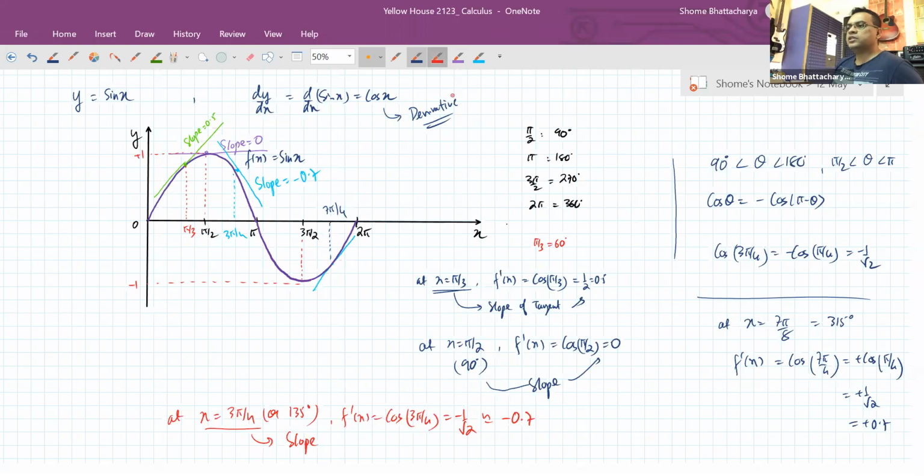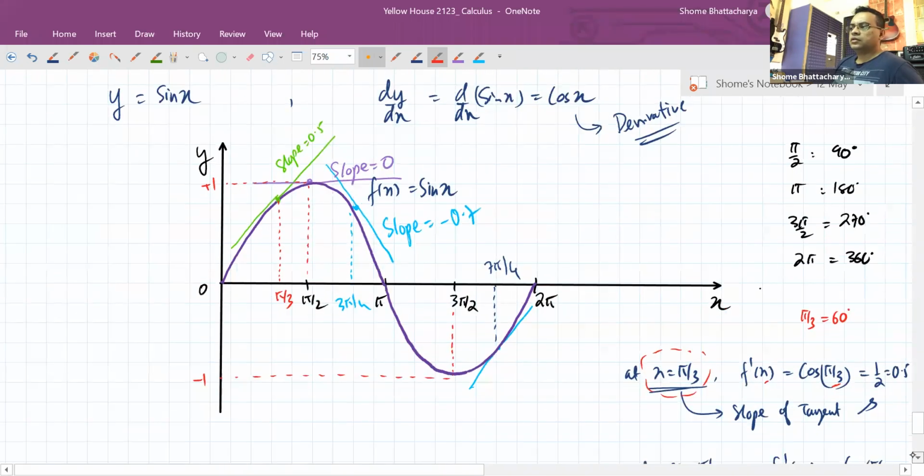So at pi by 3, for example, I want to find the slope of the tangent. In the derivative, that is cos x, I have to substitute the value of x as pi by 3. What if the function is minus sine x? Then y is minus sine x, the derivative will become minus cos x. So the graph will change.